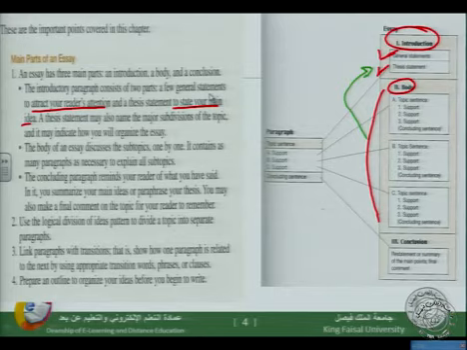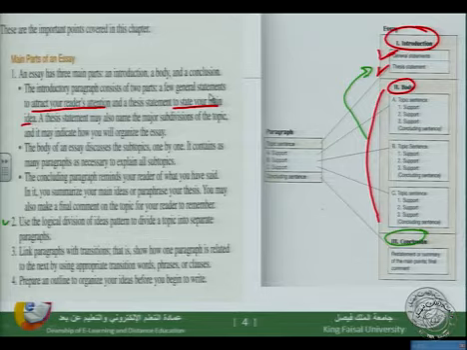In the conclusion, it reminds your reader of what you have said. In it, you summarize your main ideas or paraphrase your thesis. You may also make a final comment on the topic for your reader to remember. So this is actually what we have learned during the 1st, 2nd and 3rd lectures, and here are some main points that we have discussed, which is the main part of an essay.